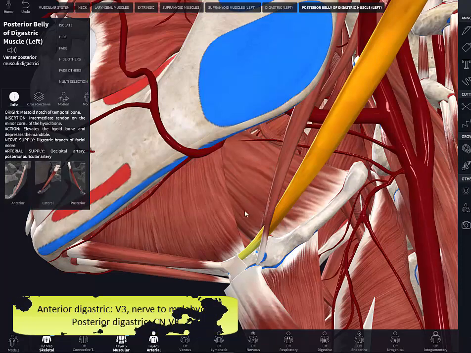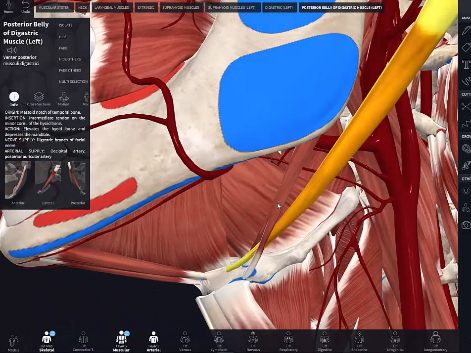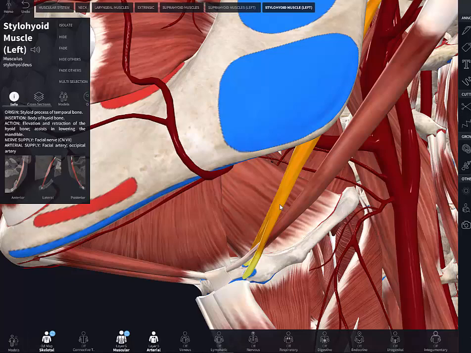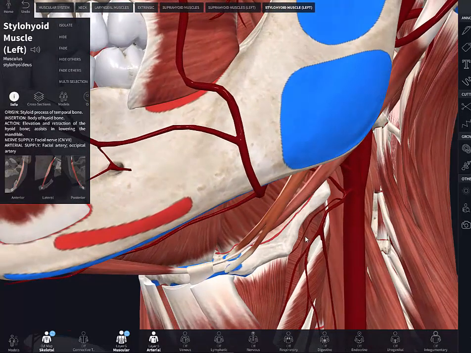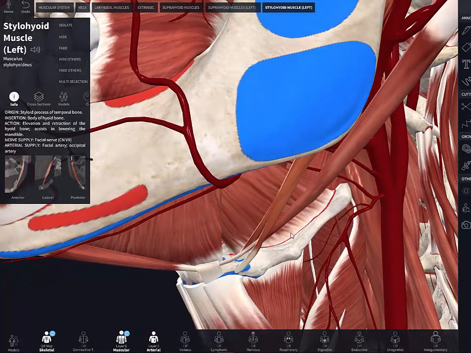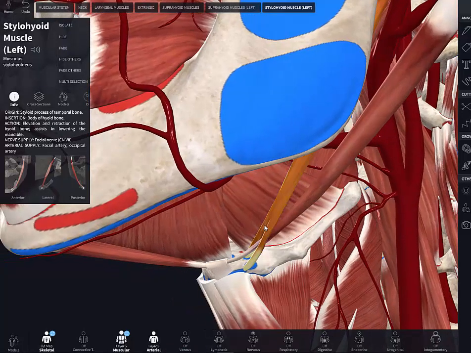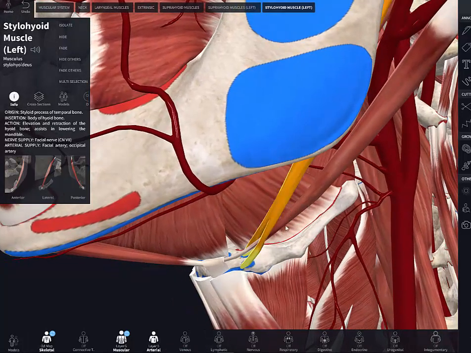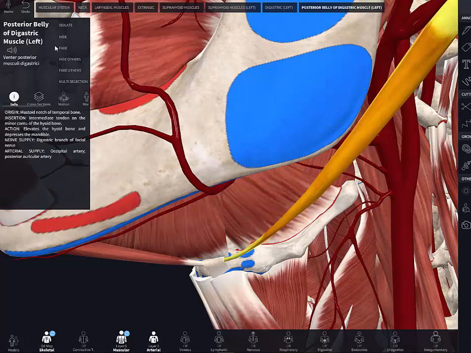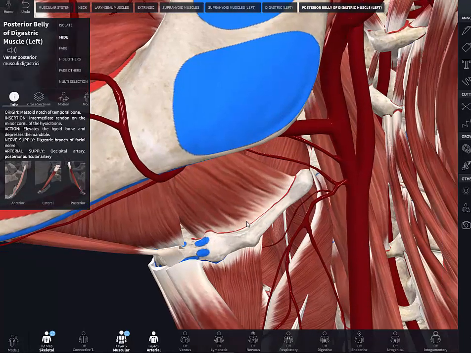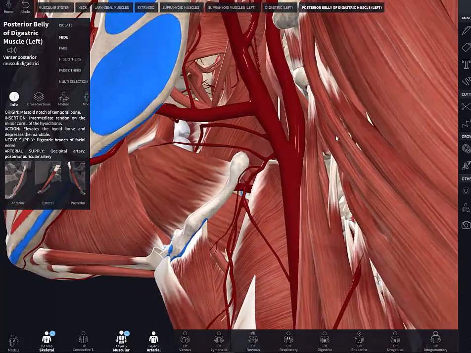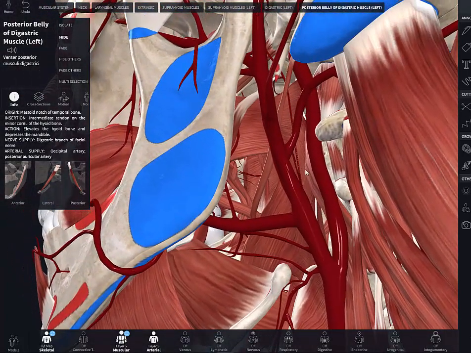Reason why is embryology. This one here is the stylohyoid. And this is interesting because you can see it really straddles the posterior belly of the digastric as it inserts into the hyoid bone here. This is also innervated by the facial nerve. Kind of makes sense because it's in direct proximity to the posterior digastric. So we're going to hide both of those. And we can move this a little bit further up.